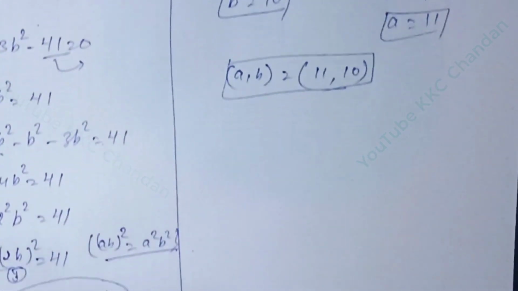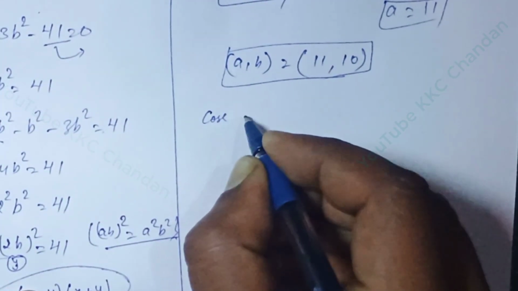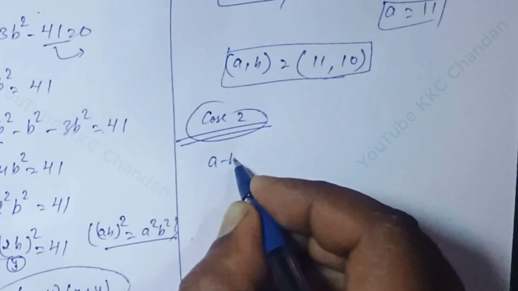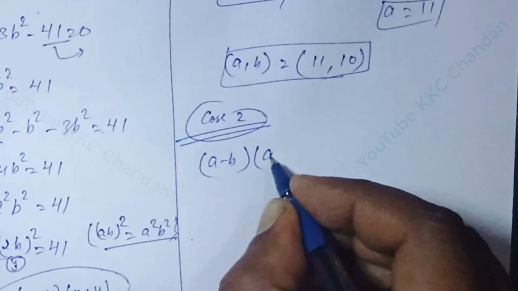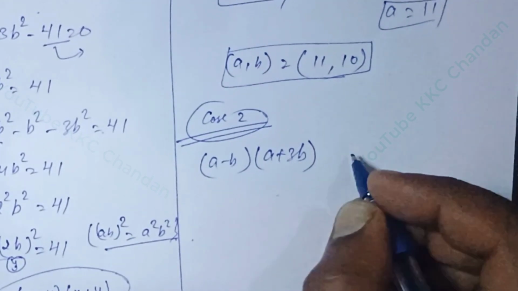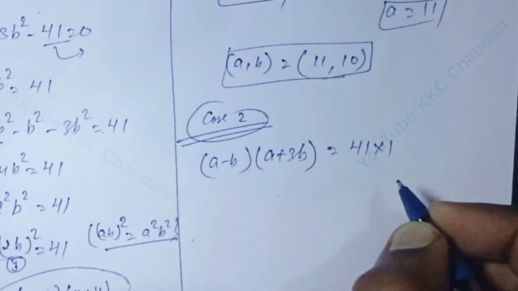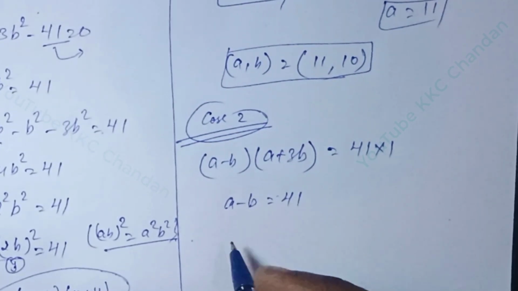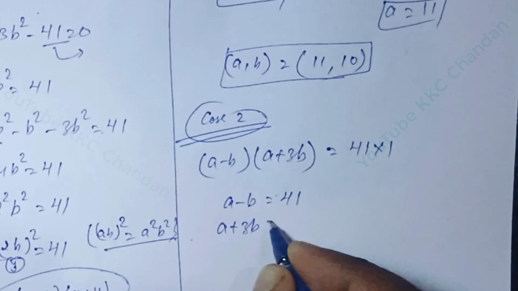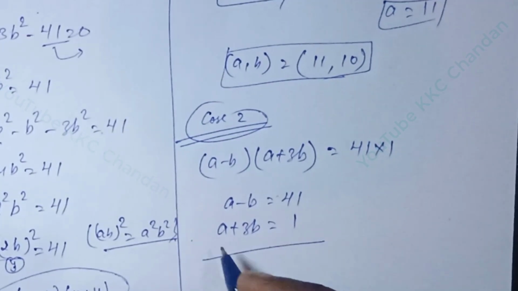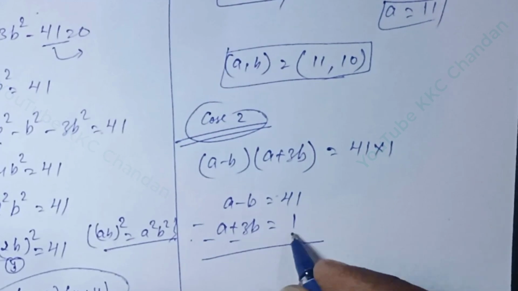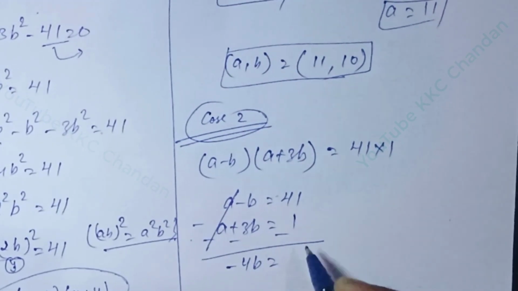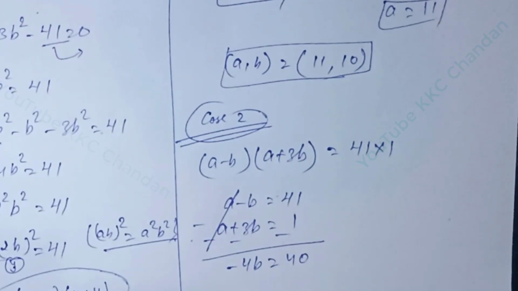After the next step, see here, case number 2. Case number 2 is telling that a minus b into a plus 3b bracket close is equal to 41 into 1. Therefore a minus b is equal to 41, a plus 3b is equal to 1. See here, subtracting, a will be cancelled here. Minus 4b is equal to 40. After the next step, see here.